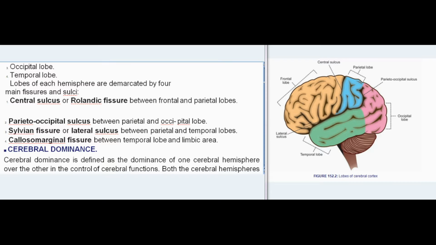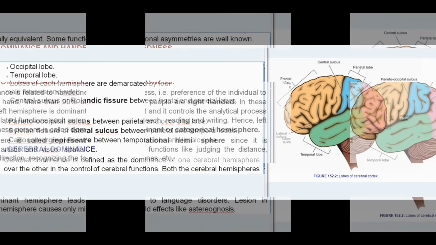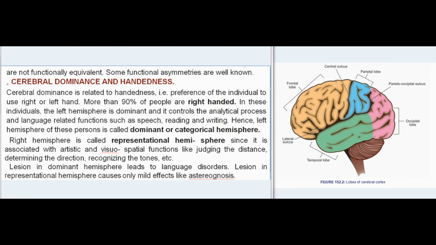Cerebral dominance. Cerebral dominance is defined as the dominance of one cerebral hemisphere over the other in the control of cerebral functions. Both the cerebral hemispheres are not functionally equivalent. Some functional asymmetries are well known. Cerebral dominance and handedness. Cerebral dominance is related to handedness, i.e. preference of the individual to use right or left hand.